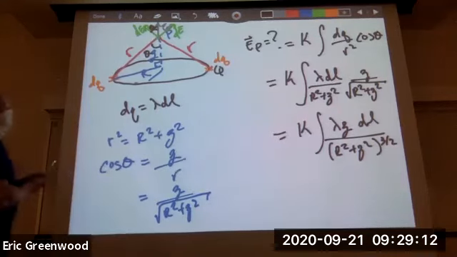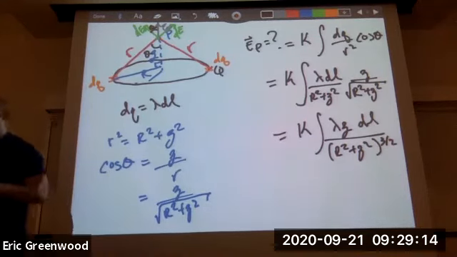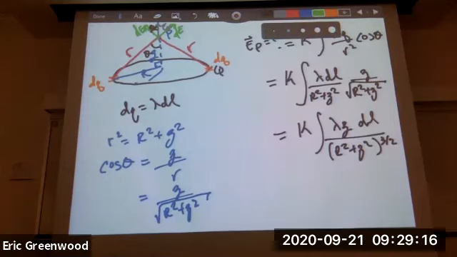Now, what else? What is dL? Well, let's draw that on here. dL is simply the length of this little dq here. This is dL.